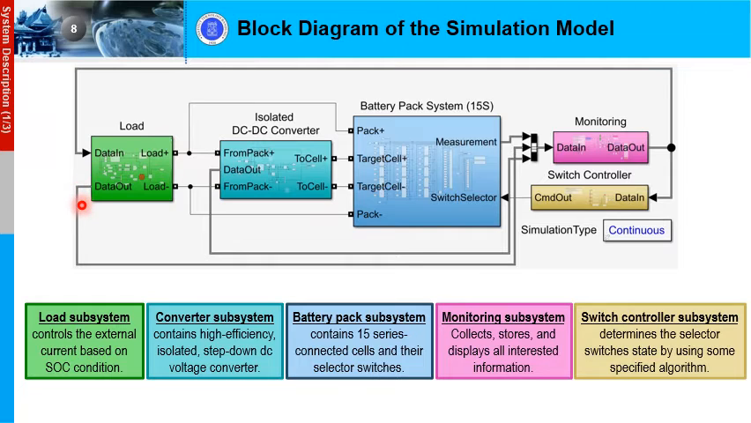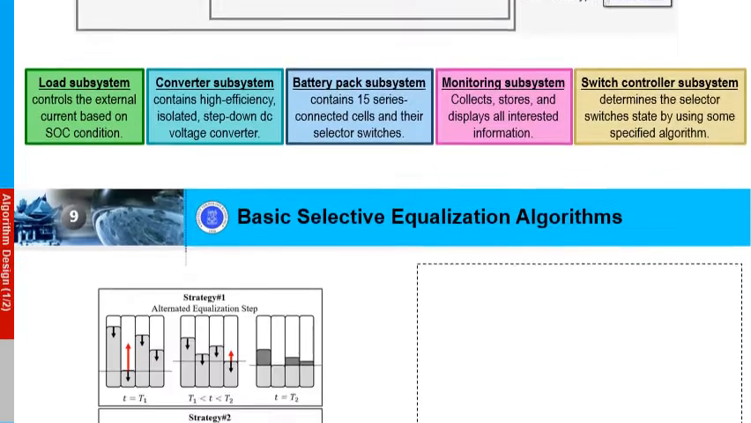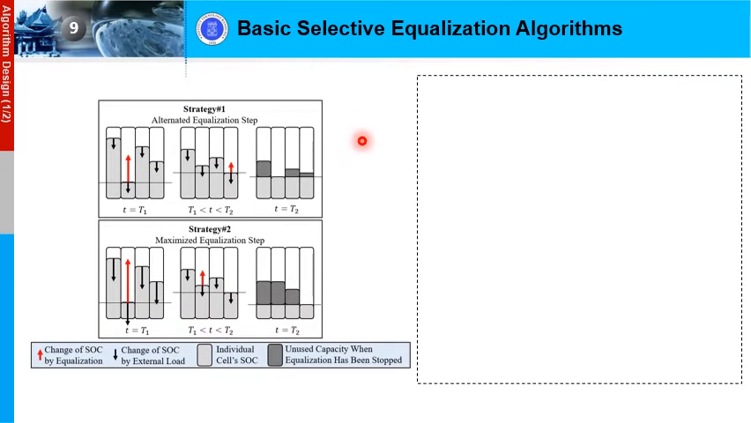And then we organize the proposed system in the simulation model into several blocks, such as load subsystem, converter subsystem, battery pack subsystem, monitoring subsystem, and switch controller subsystem. Now let's see some basic algorithms for selective equalization. In this illustration, there are 4 cells with unbalanced state of charge initial value.